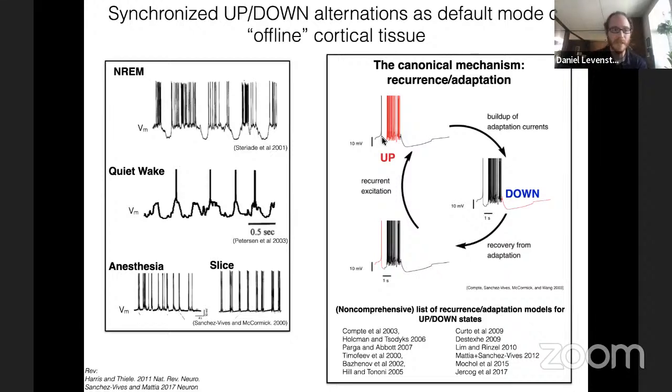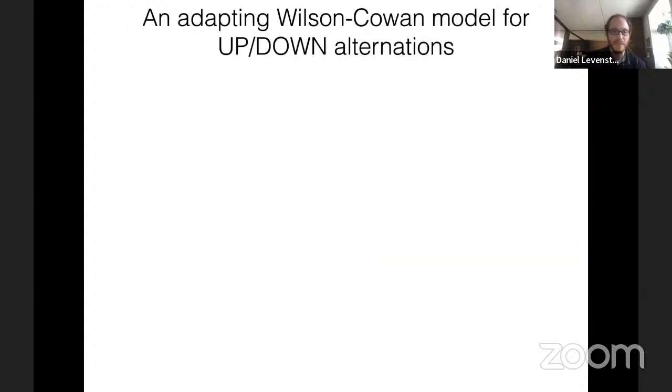And so what we wanted to do was to build on this extensive modeling work, which has models of a varying range of detail, and use it to match what we see in our data during natural sleep. So we decided to abstract this model into as simple a formulation as we could, which hopefully would allow us to study the behavior of the mechanism and how it relates to the effective parameters. We did this with an adapting Wilson-Cowan model.